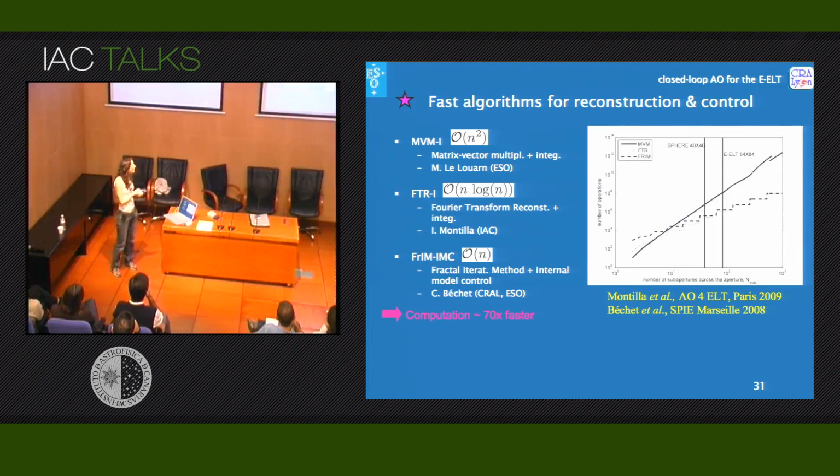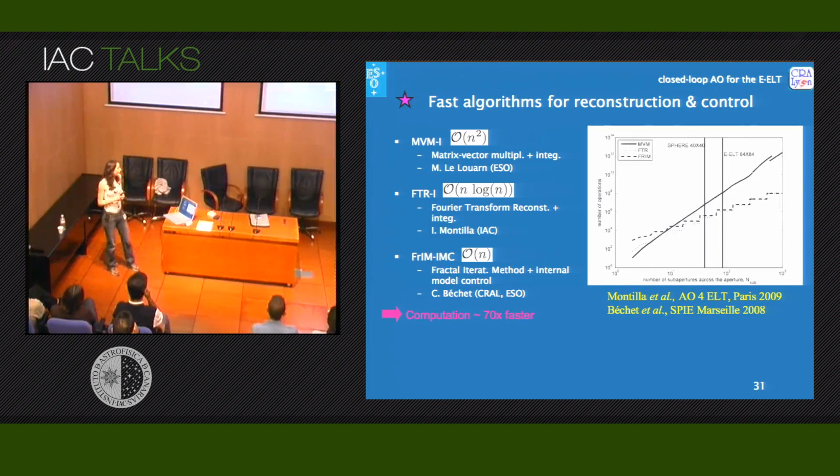And we have been comparing the performance of the fast algorithm to the reference one in order to see if we propose a faster algorithm, will it be worse than the one we know and we are sure perform well, which is the matrix vector multiply. So in terms of number of operation, you can have a rough idea of how it performs. Here is the line of the matrix vector multiplication, the number of operations required to apply in a closed loop as a function of the size of the system.